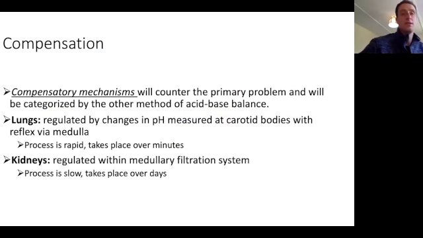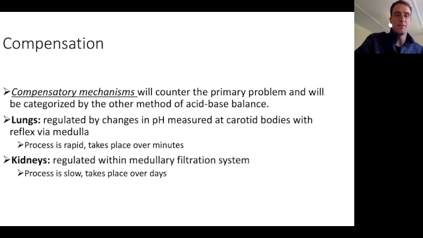Final topic I want to go over is compensation. Compensatory mechanisms counter the primary problem and are part of the body's effort to restore a normal pH in the state of acid-base imbalance. As mentioned previously, this can be accomplished by the lungs. Regulation of changes in pH is triggered in the carotid bodies and has a reflex in the medulla. This can take place rapidly, for the body to use the lungs, either hypo- or hyperventilation, to correct the alkalotic or acidemic state.